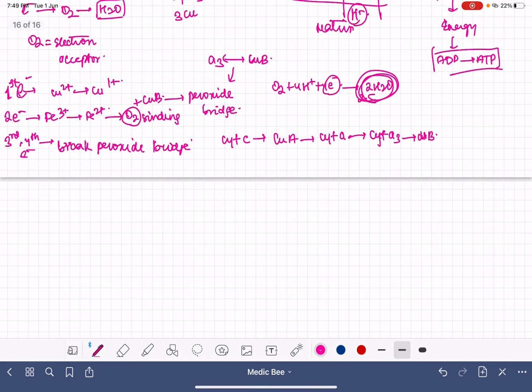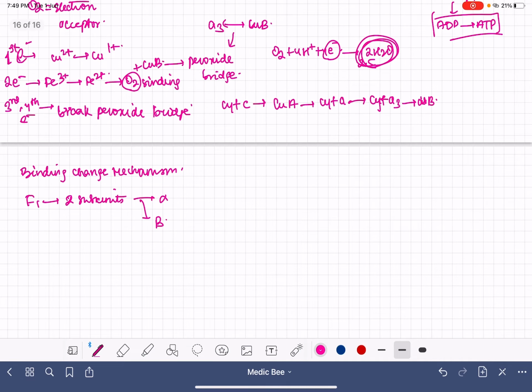So there is a mechanism for ATP synthesis. This is called the binding change mechanism, which was proposed by Paul Boyer. It states that the F1 has two kinds of subunits, the alpha subunit and the beta subunit. The alpha subunit doesn't have an important role here, but it has the property to bind ATP or ADP. The beta chains, on the other hand, act as the catalytic sites, where the formation of ATP happens.